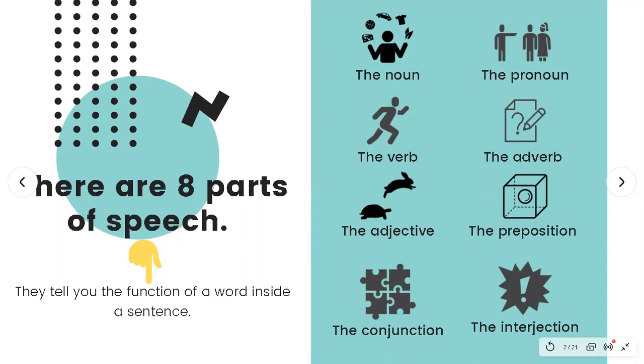Hay 8 partes del lenguaje, right? And what do they do? So they tell you the function of a word inside a sentence. Les dice la función, the job, el trabajo que hace una palabra dentro de una oración. Because they play different roles, porque las palabras juegan diferentes roles dentro de la oración. And we can have a noun, a pronoun, a verb, adverb, adjective, preposition, conjunction, and interjection. For today, we're going to focus on the first 2 ones.